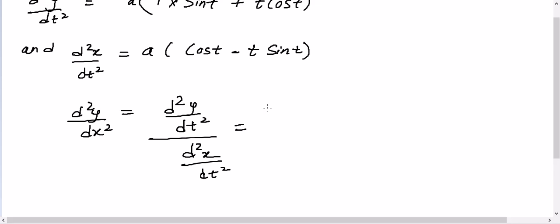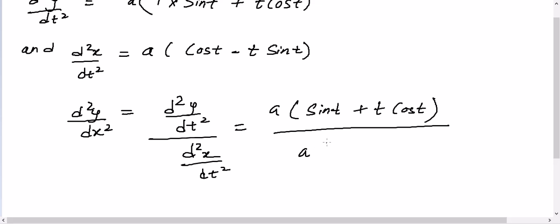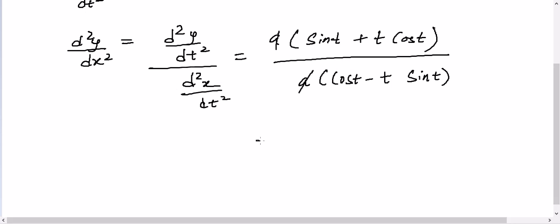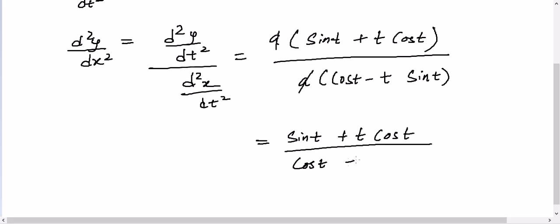So that will be a, sin t plus t cos t, divided by a, we are just writing down the values, a t sin t. So cancelling a, we got the value as sin t plus t cos t divided by cos t minus t sin t. That's the answer, guys. Thank you.